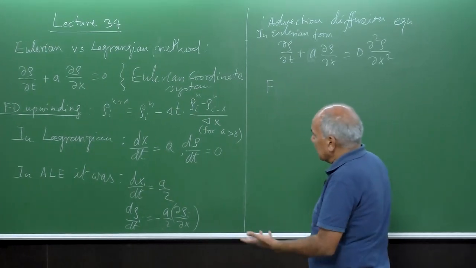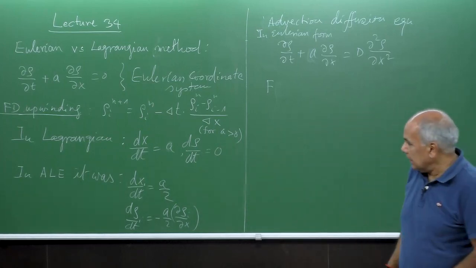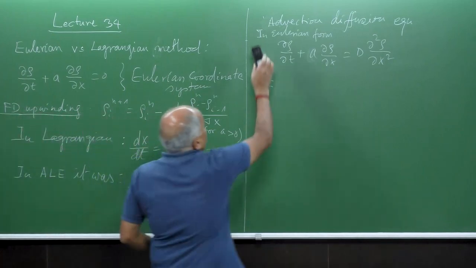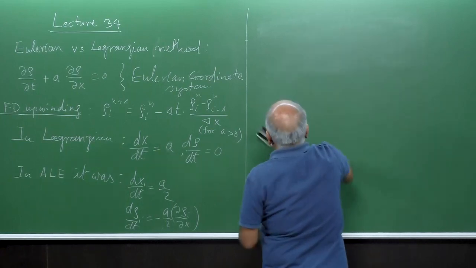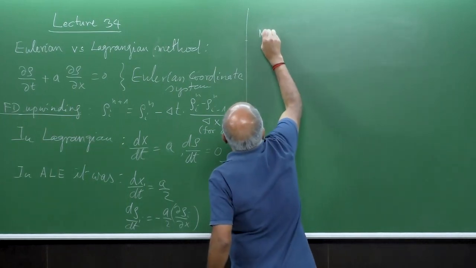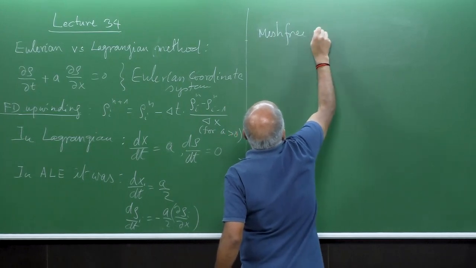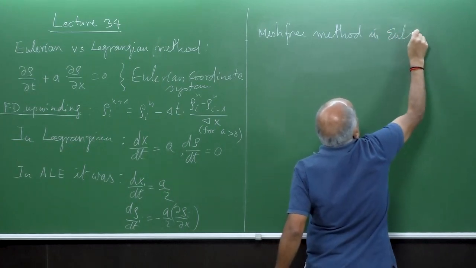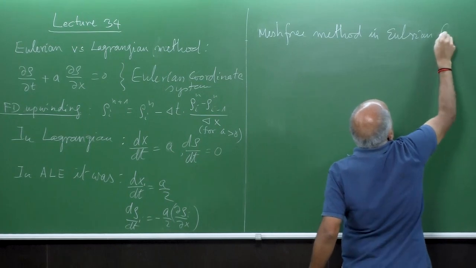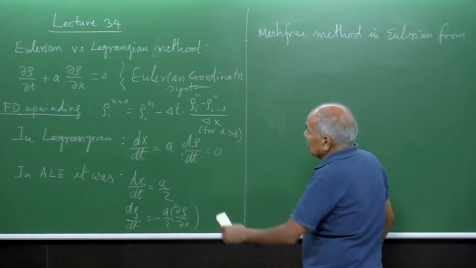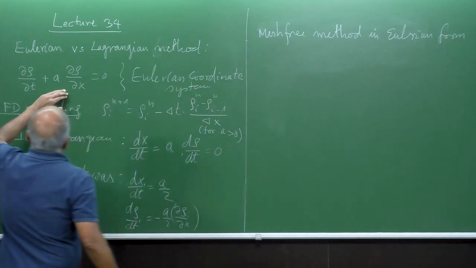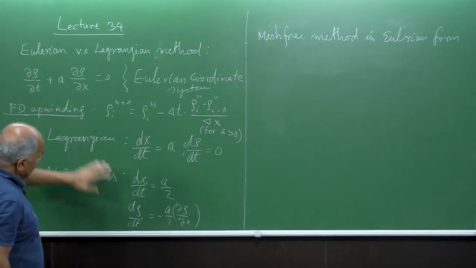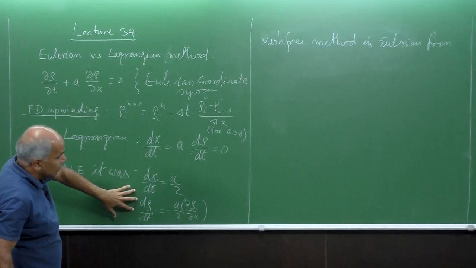Now let me come back again. If I want to do the Meshfree method in the Eulerian coordinate system, what will I have? Exactly the same. Instead of computing this in the Lagrangian form, I will do it directly, instead of ALE, I would use it directly like this.